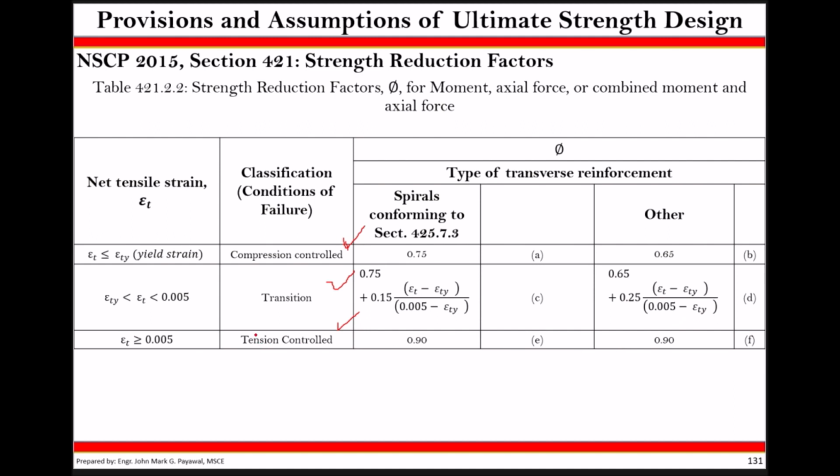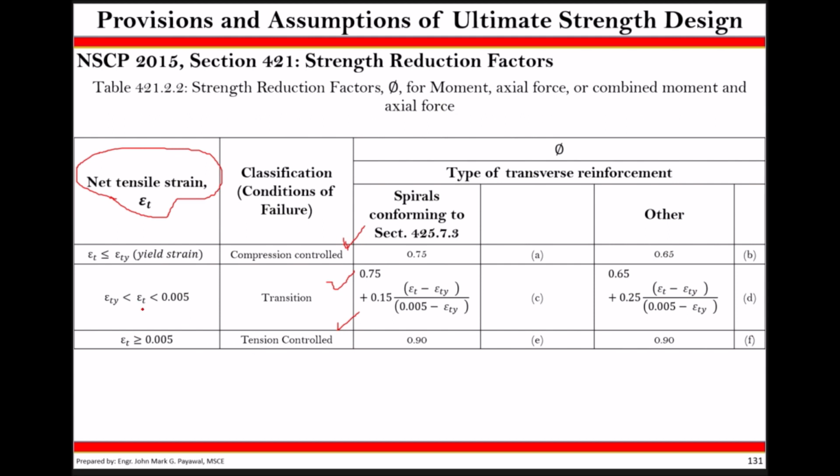Ngayon, paano natin malalaman kung transition controlled, compression controlled, or tension controlled? Ito yung tinatawag nating net tensile strain. Okay? We need to relate your tensile strain on other values. If your net tensile strain, which is E sub T, is greater than or equal to 0.005, therefore it is a tension controlled or under tension controlled failure.